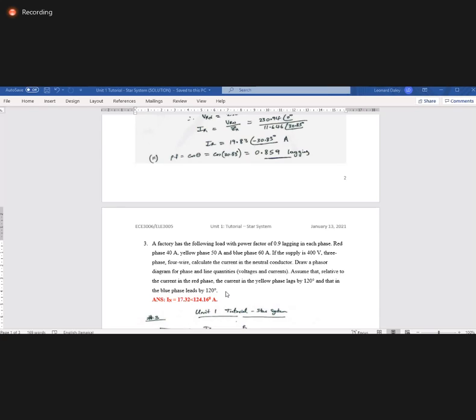It'll be very interesting to see you do this. If you can do this, then you would have understood how to deal with phasors, lagging and leading, and all of those kinds of things. You would understand power factor.